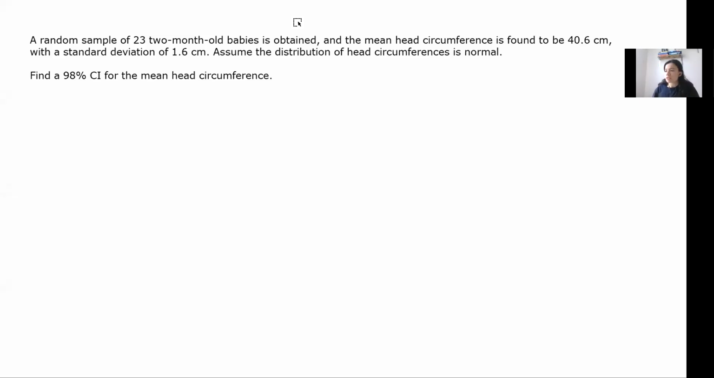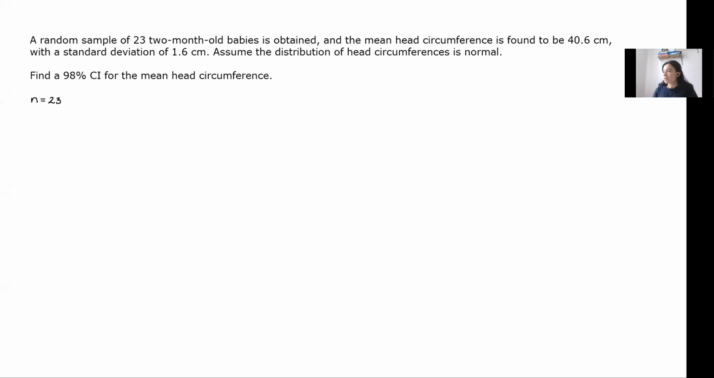Okay, so I'm going to start by summarizing the information that I have in this example, and then I'll try to use that information in order to compute a confidence interval. I'll start by finding the sample size, n, which in this case is equal to 23. I have 23 babies from which data is collected, so my sample has a size of 23.